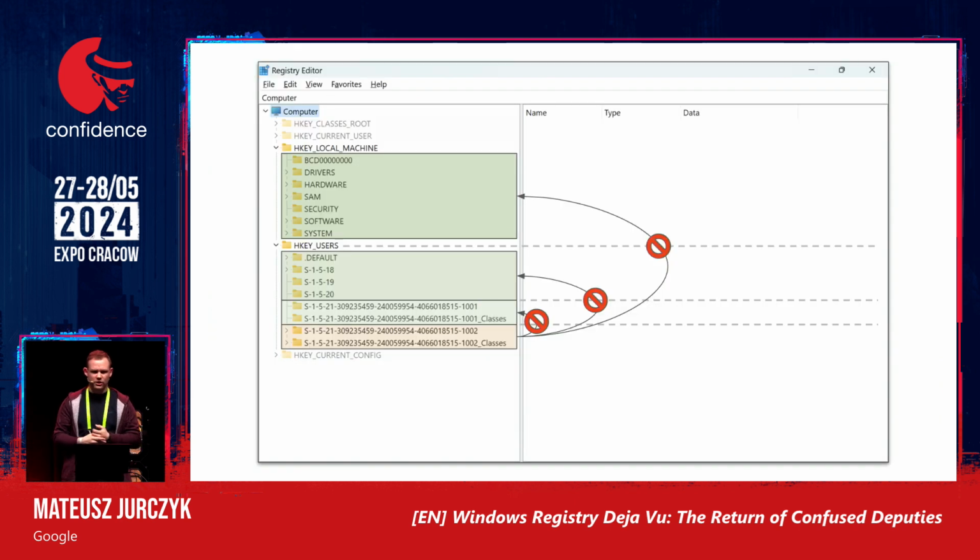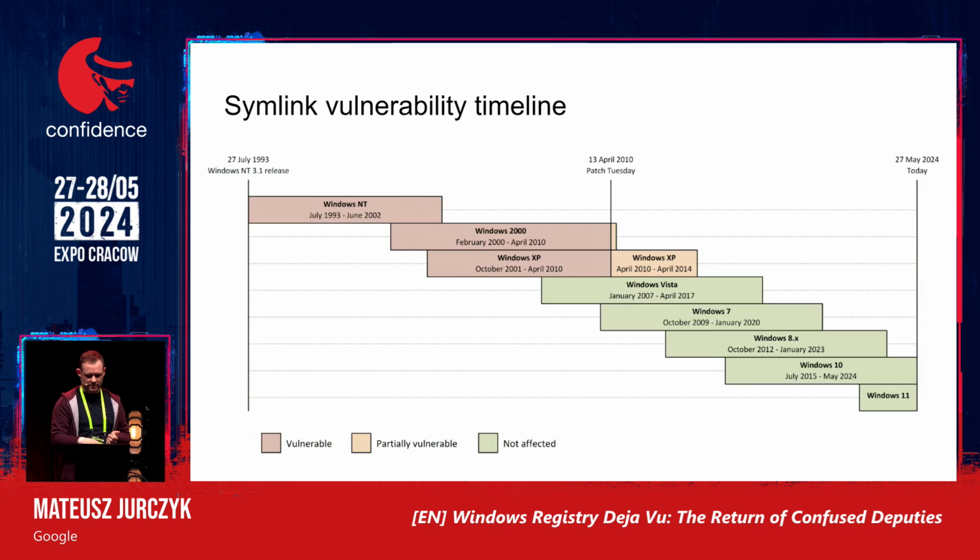That basically solved the whole problem, right? Because now you were able to create groups of hives which could link between each other, but you wouldn't be able to have a situation in which you are linking from your own user hive to the user hive of any other user in the system or all the system hives. And the timeline of this vulnerability you can see here. So basically all of Windows NT were vulnerable, all of Windows 2000, Windows XP fully vulnerable until April 2010, and then partially vulnerable until 2014, and then the rest of the systems were not affected, thankfully.